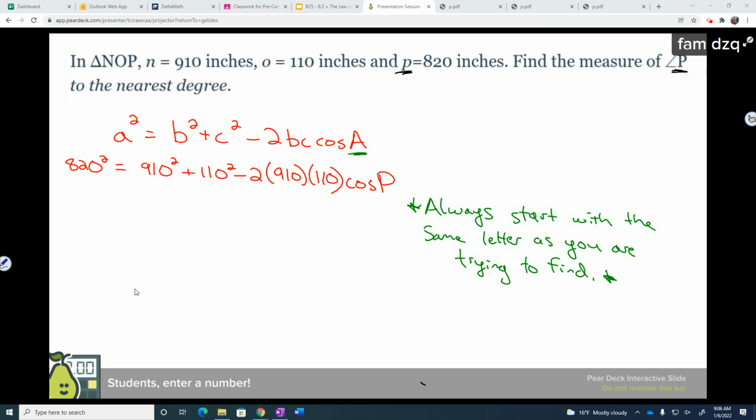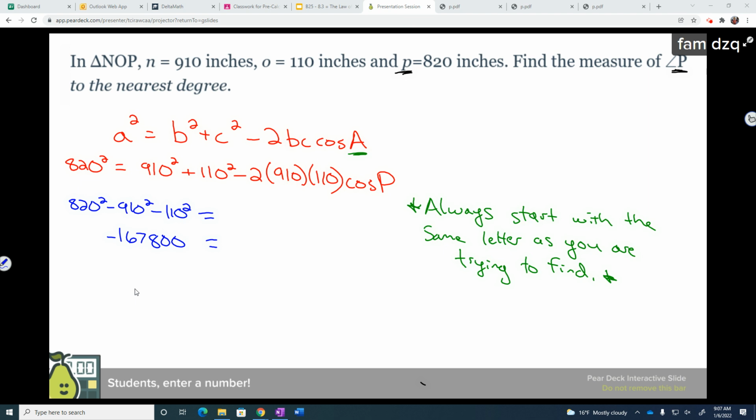Minus, so we know we're going to be subtracting these over. So if you want to do 820 squared minus 910 squared minus 110 squared, this will save you just a little bit of work. So you could write it in this way: 820 squared minus 910 squared minus 110 squared. If you just go ahead and move those over, it will save you a little bit of work. And when you do that, you get negative 167,800.